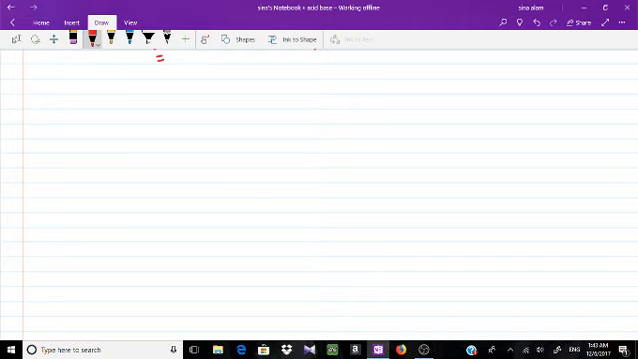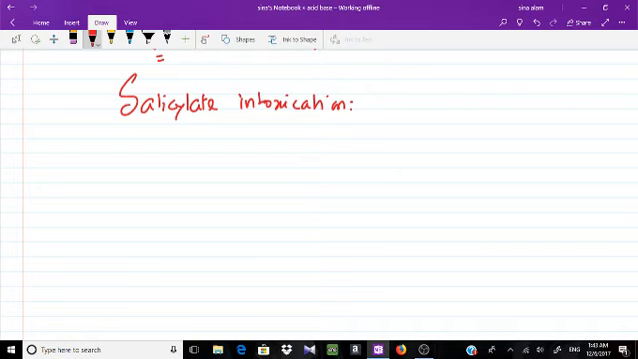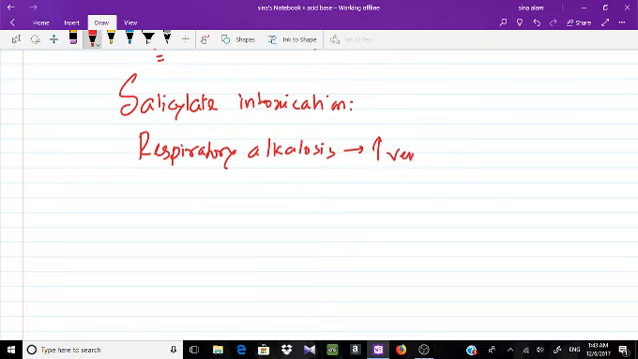Okay, so now what happens in salicylate intoxication? Acutely there will be respiratory alkalosis, because when salicylate accumulates acutely, it goes to the respiratory center and stimulates the medullary respiratory center, and there will be a respiratory drive. That means increased ventilation, and this increased ventilation leads to a decrease in carbon dioxide level, and that leads to respiratory alkalosis, right?